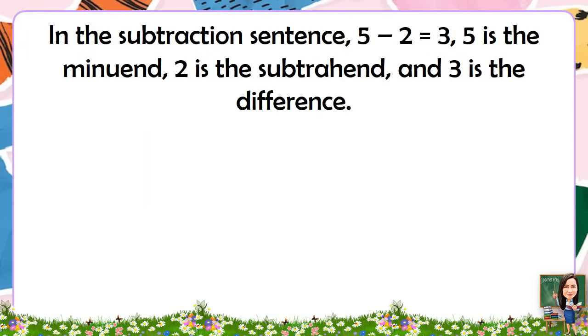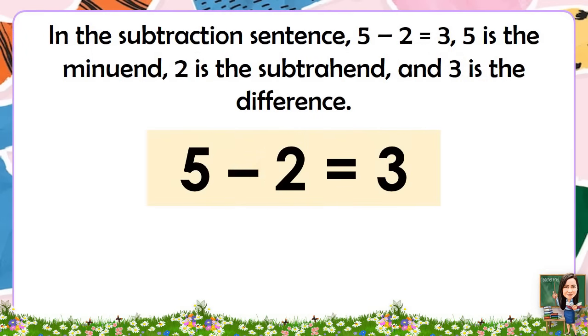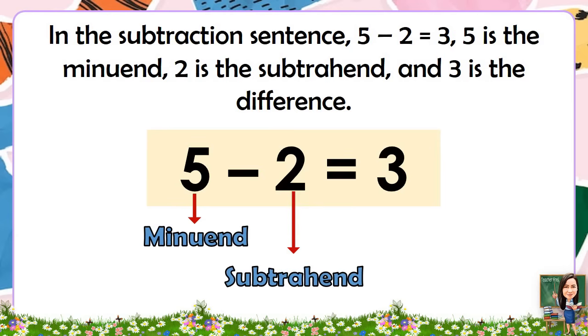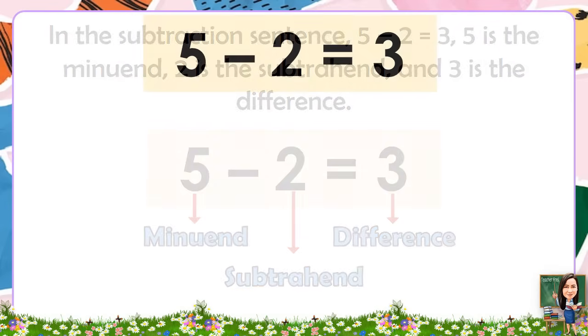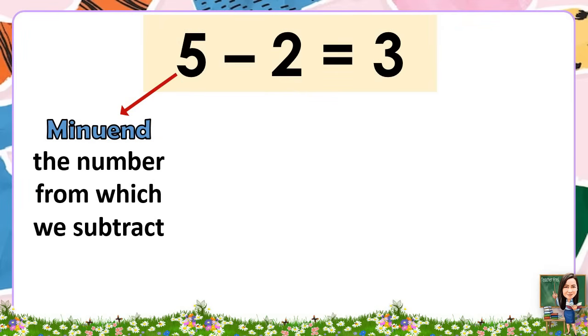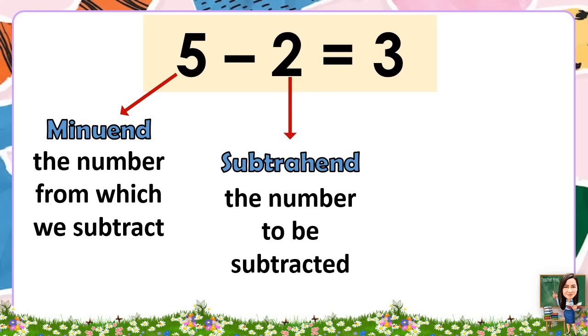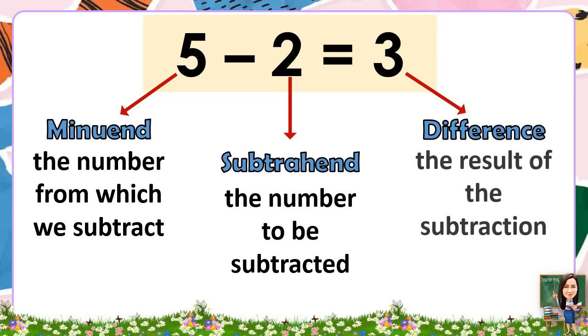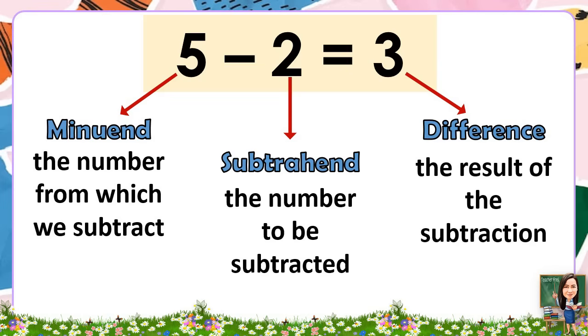In the subtraction sentence, 5 minus 2 equals 3, 5 is the minuend, 2 is the subtrahend, and 3 is the difference. Minuend is the number from which we subtract. Subtrahend, the number to be subtracted. And difference, the result of the subtraction.